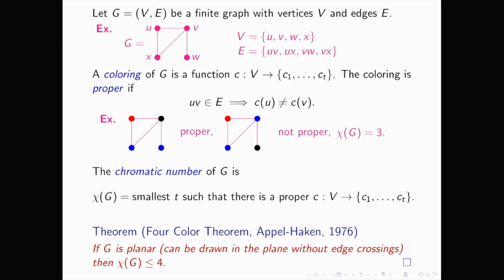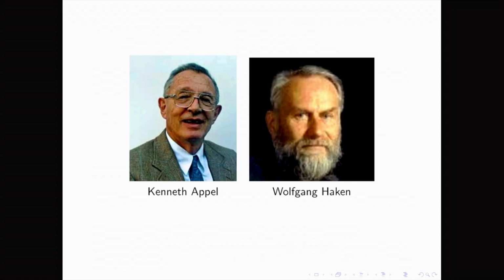And anyway, this is Kenneth Appel and Wolfgang Haken, both much older than they were when they proved the theorem. In fact, I should mention, this very conference had Kenneth Appel as one of its invited speakers shortly after he proved the theorem. So you can think of this talk, if you like, as a sequel to Appel's talk 45 years later.